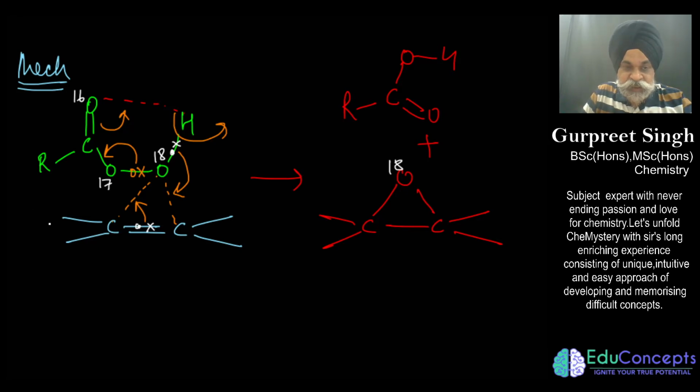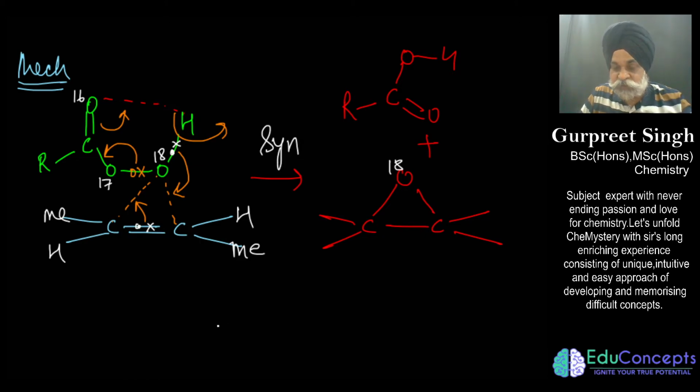Another thing is it was trans-but-2-ene, which means it is Me here, H here, and Me here, H here. So that means what type of addition happened? Syn addition, that the species which added across the double bond is from the same side. So here you also get methyl, H and methyl.